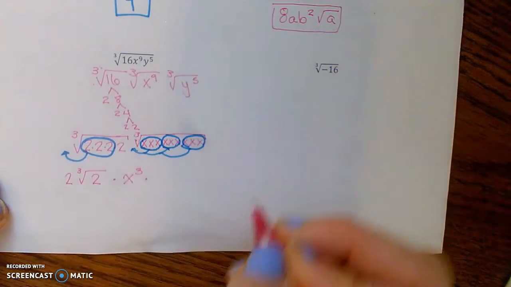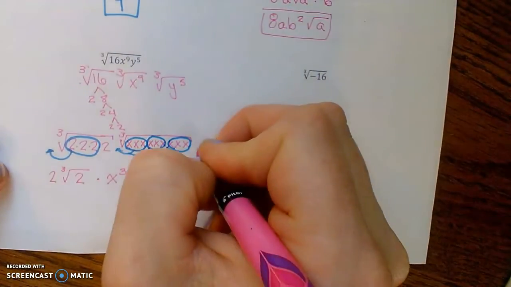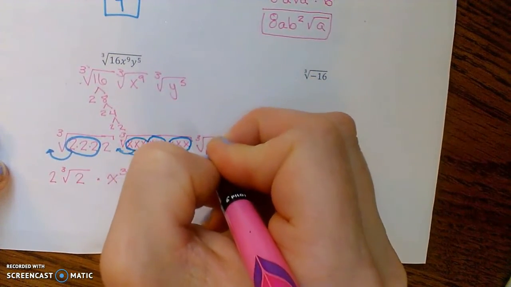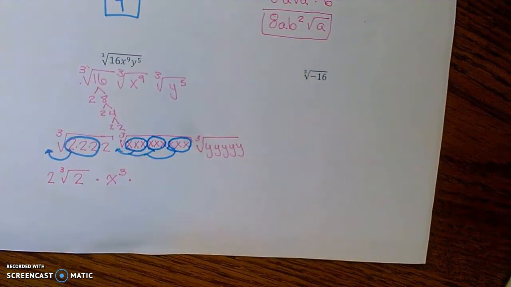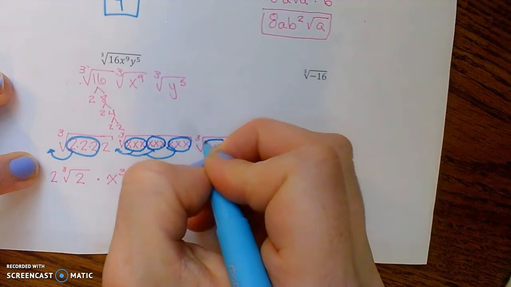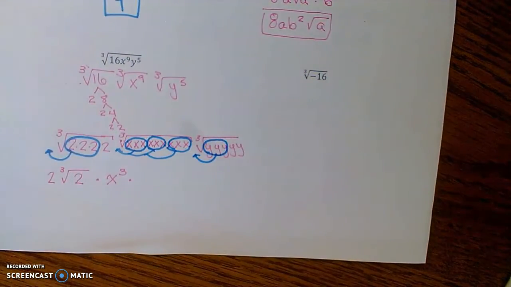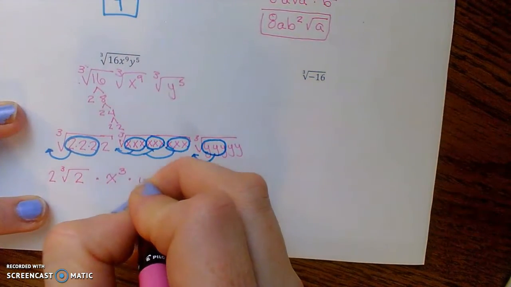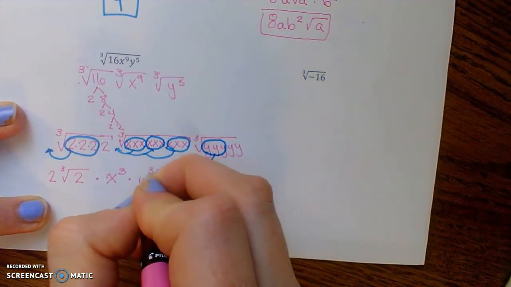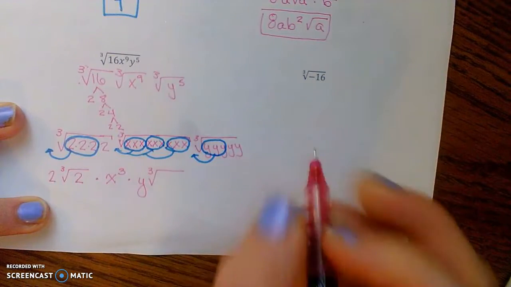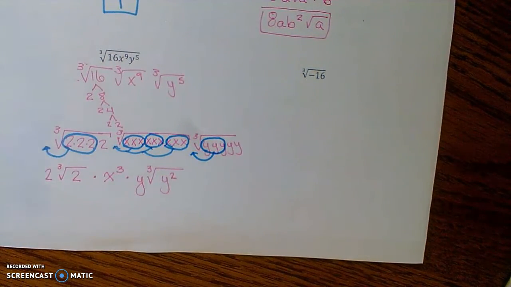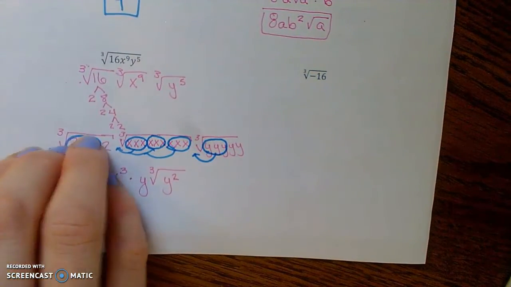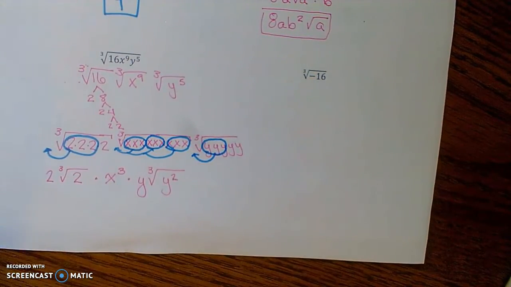All right, let's do the same thing with y to the fifth, okay? I'm going to write all of the y's down. I got 1, 2, 3, 4, 5. 5 factors of y. Here's a group of 3. They can pop out front. So that's one group of 3 that comes out of the radical. And how many y's are left underneath the radical? That's 2 of them. Okay? So you can always write all the factors out and then look for groups of however many your index says.